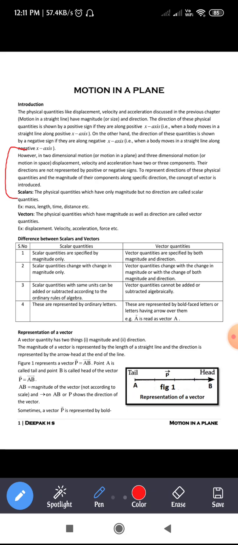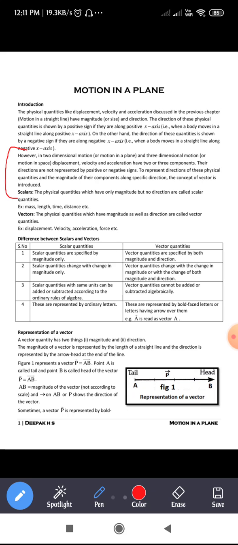However, in two-dimensional motion, that is motion in a plane, and three-dimensional motion in space, displacement, velocity, and acceleration have two or three components. Their directions are not represented by positive or negative sign. To represent directions of these physical quantities and magnitude of their components along specific directions, the concept of vector is introduced.